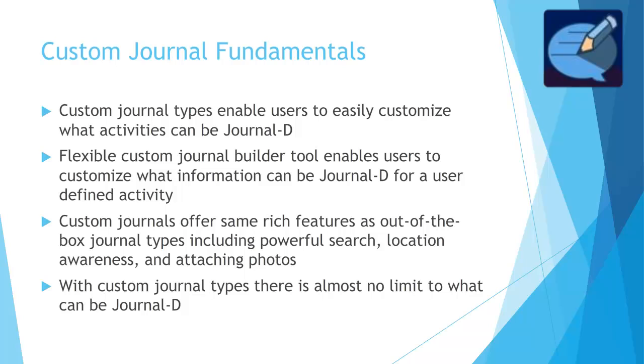First, as we talked about briefly a moment ago, custom journal types enable users to easily customize what activities can be journaled. Second, a flexible custom journal builder tool enables users to customize what information can be journaled for a user-defined activity. Third, custom journals offer the same rich features as out-of-the-box journal types, including powerful search, location awareness, and the ability to attach photos. And finally, with custom journal types, there's almost no limit to what can be journaled.